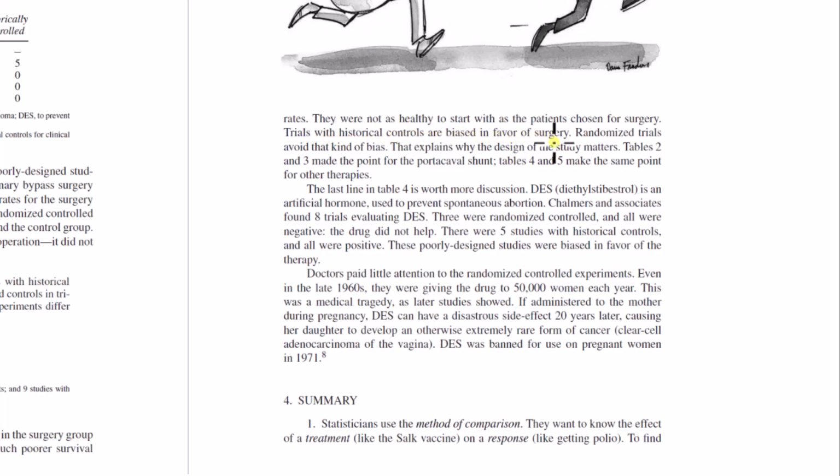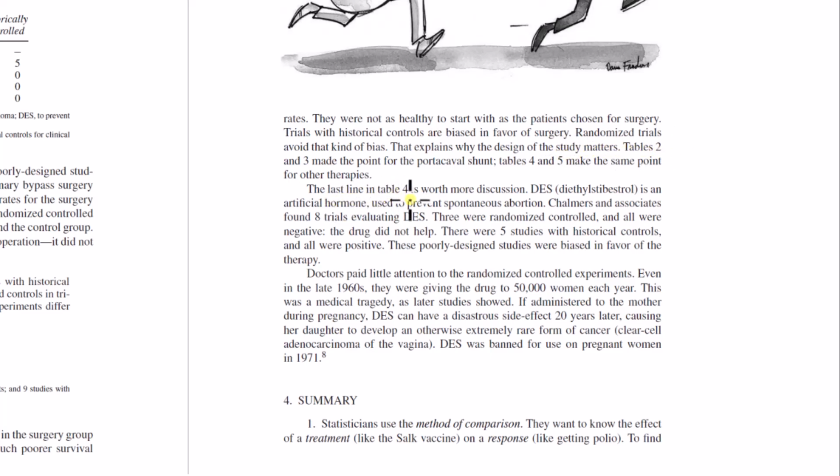Yeah, so the authors don't go into full specific detail on this, but maybe the old method of medically dealing with this disease was based on treating patients at a later stage when they weren't as healthy, something like that. Randomized trials avoid that kind of bias. This explains why the design of the study matters. Okay, it gives another example here.